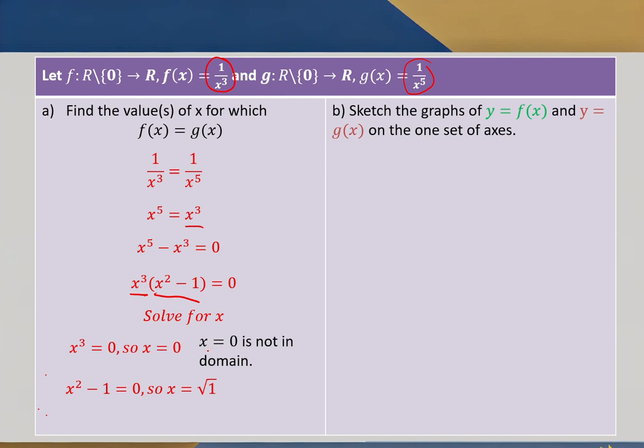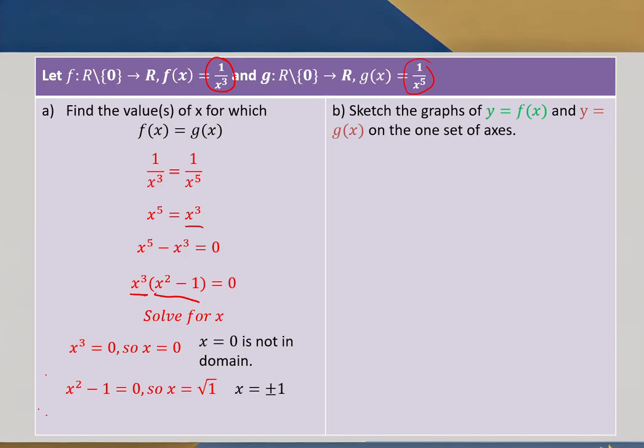So we already know, if we look at our domain, x equals 0 is not part of it, so we don't care about it. But we've got our second point. We also know that the square root will be a positive and negative. So we've got 2 points there.